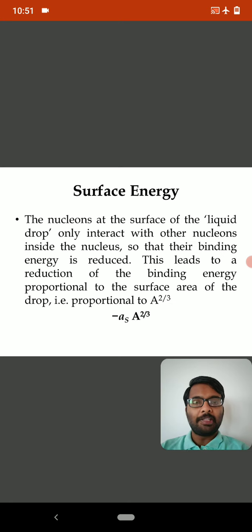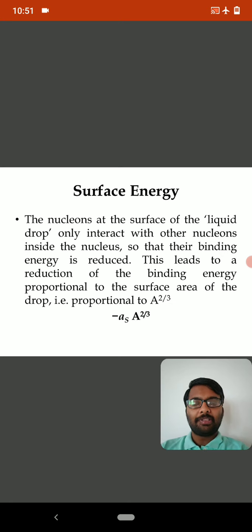The nucleons at the surface experience lesser binding energy, meaning they have a smaller binding energy than the nucleons well inside the nucleus. Therefore their binding energy is reduced. This leads to the reduction of the binding energy. So because of this lower binding energy of the nucleons at the surface, the total binding energy is reduced. So how do we calculate this reduction in total binding energy?